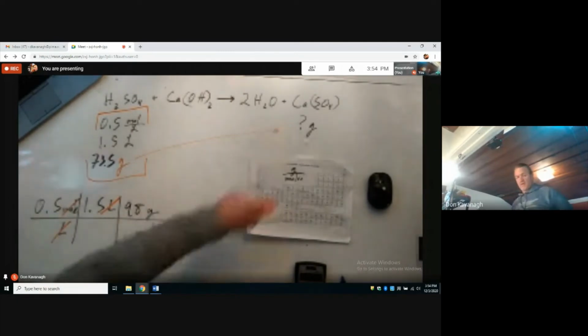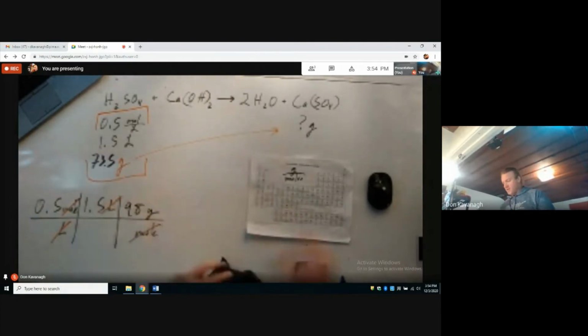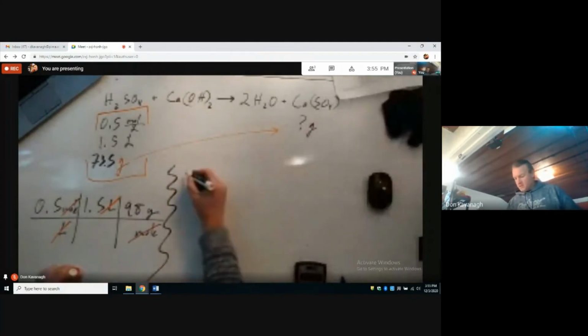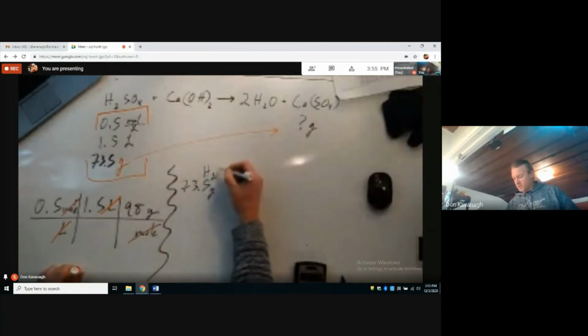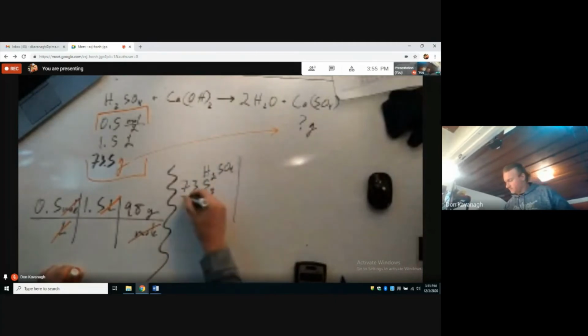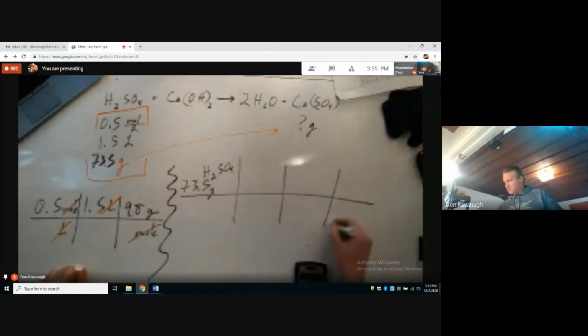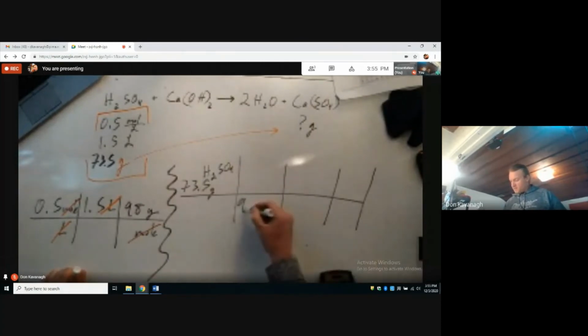How many grams of calcium sulfate could be produced? This is a grams to grams type problem now. I'm going to divide my paper up here. 73.5 grams of H2SO4, 98 grams per mole. Grams cancel, from the periodic table.